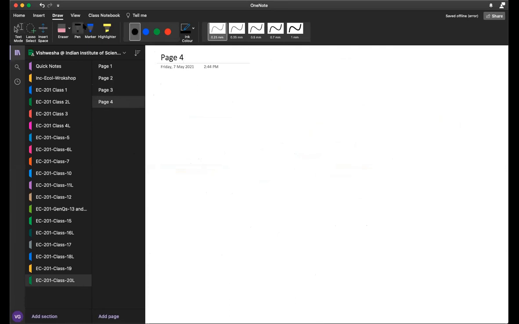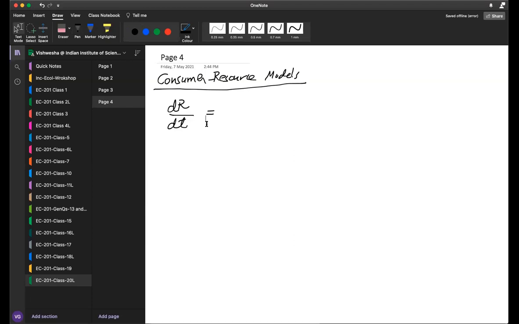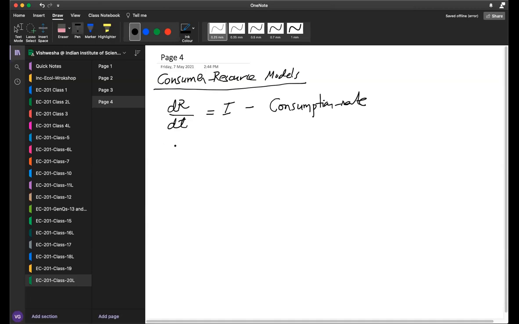To do that, there is a class of models called consumer resource models. What they do is basically explicitly incorporate the resource and the consumers. So let R be the resource. The rate of change of resource: there are many ways of writing this. I'm going to write it in a way that unfortunately you may not easily find in books. Let's say capital I represents the input rate of resource, and then there is some consumption rate of resources by a consumer C.